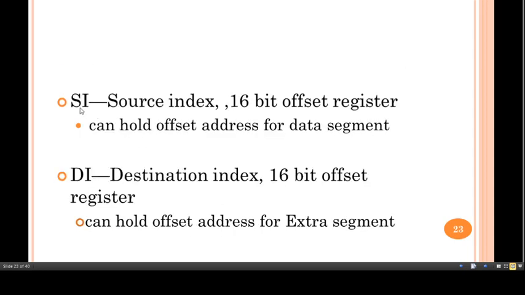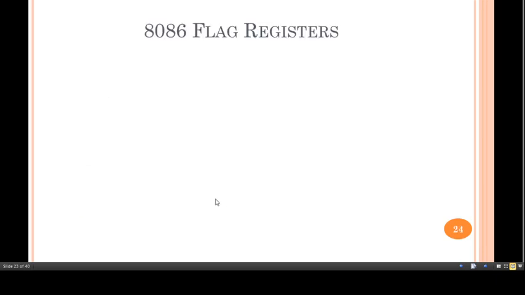Next, index address, source index, SI. It is also a 16-bit register and this is used to hold the offset address for the data segment, or we can say SI holds the offset address of the data segment. DI is the destination index. It is a 16-bit register and it holds the offset address for the extra segment. So it is all about the pointer and index registers.